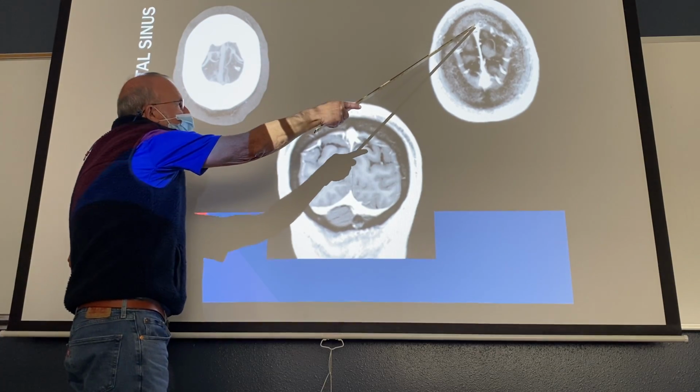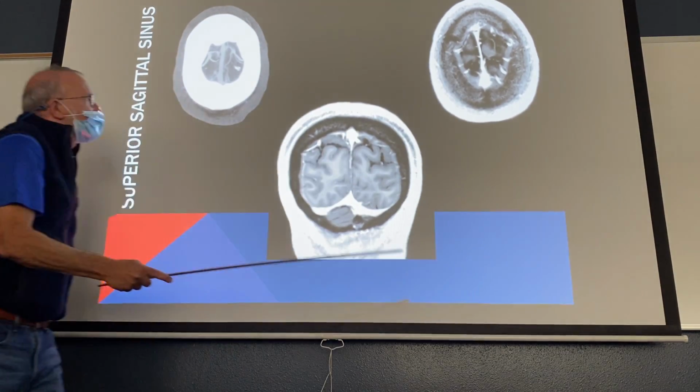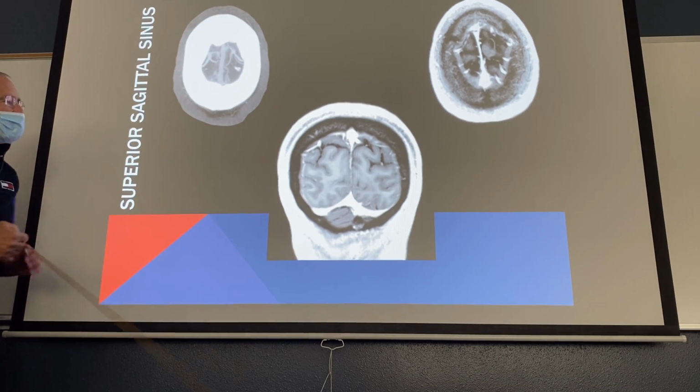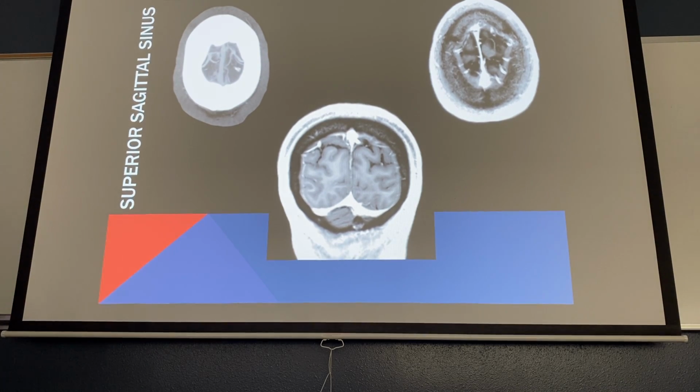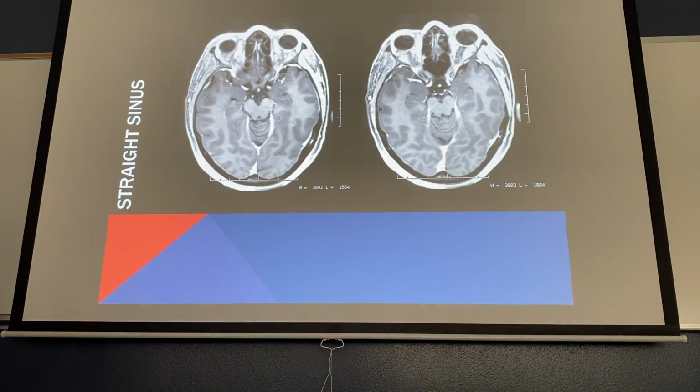This is along the falx cerebri, and you have a pretty good image of the superior sagittal sinus. Same over here from that perspective. We'll get into a better image here in a second. Let me jump down if I may.